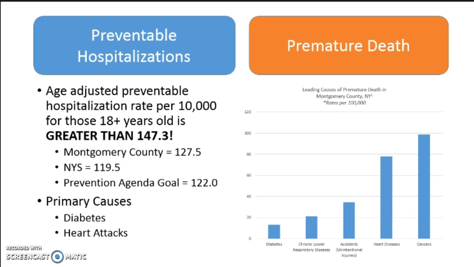The rates of premature death in Montgomery County as a whole are also higher than elsewhere in the state and the nation. The main reason for premature death in the county is cancer, followed by heart disease, accidents or unintentional injuries, chronic lower respiratory diseases, and diabetes. Keep an eye on diabetes and heart disease as we keep going through some of this information. These 2 chronic conditions are related to a number of other items that were identified through the assessment.